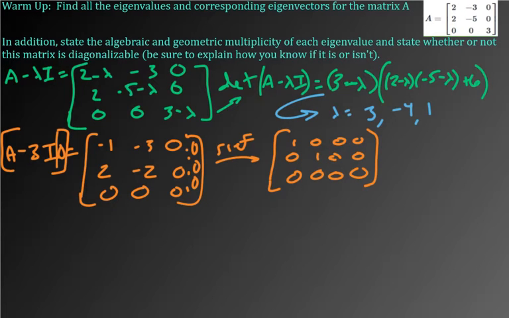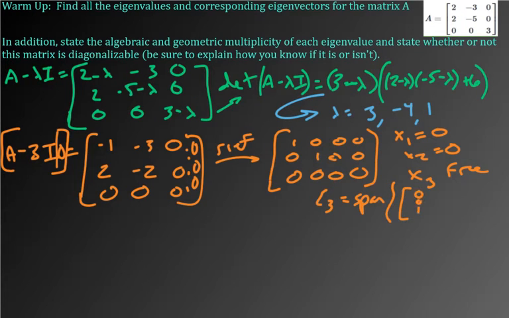And so this is the matrix you get, and this one basically just says that x1 has to be 0, x2 has to be 0, but x3 is free. It can be anything, so we would think about parameterizing it and saying x3 is equal to t, and so the eigenspace for this eigenvalue of 3 would just be the span of a vector like 0, 0, 1, anything in that span.